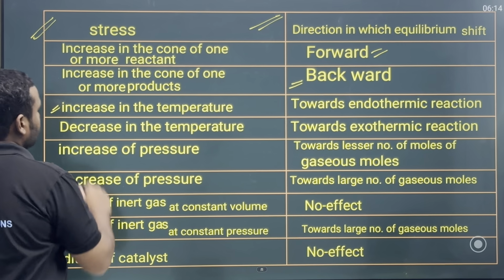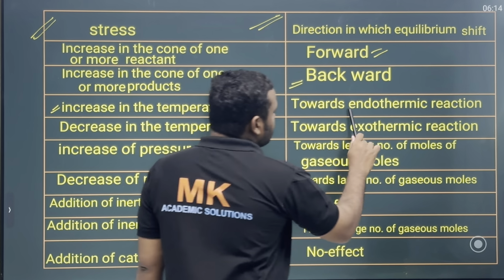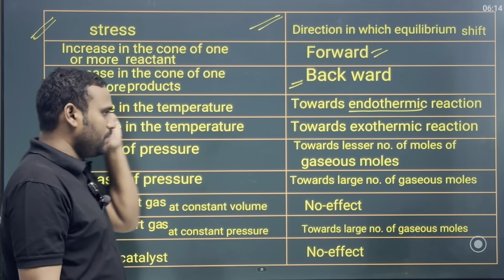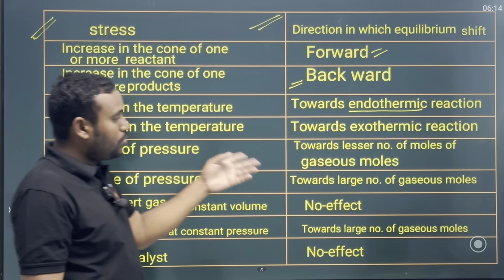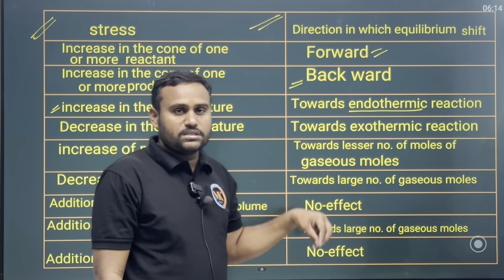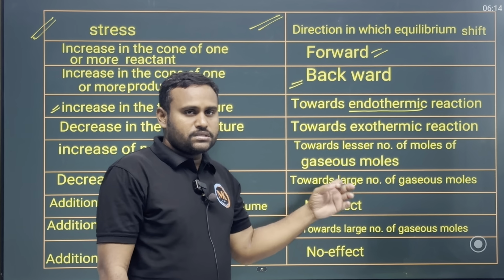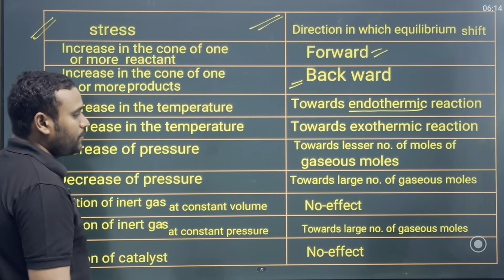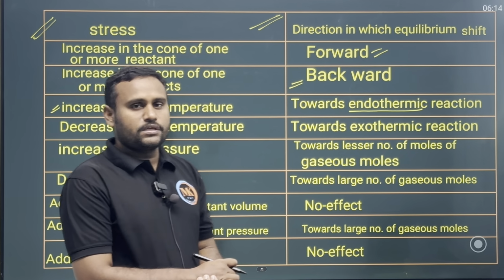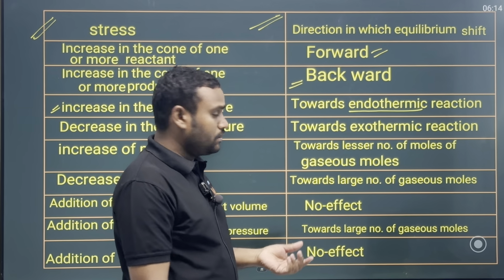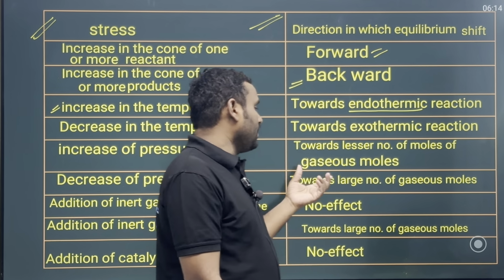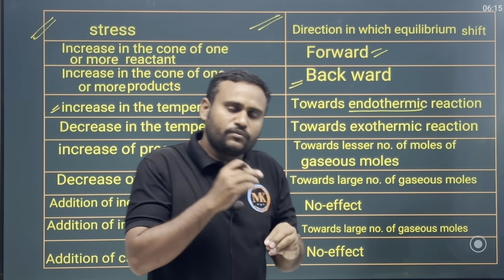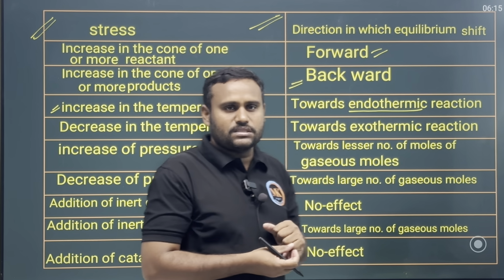Increase in the temperature: decrease in the temperature leads to exothermic reaction, and increase in the temperature leads to endothermic reaction. Next, increase of pressure. What happens if pressure is increased? The equilibrium is going to shift towards the lesser number of moles of gaseous substances.